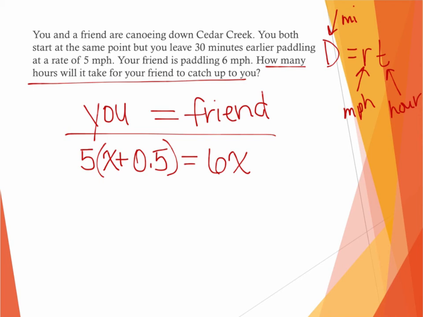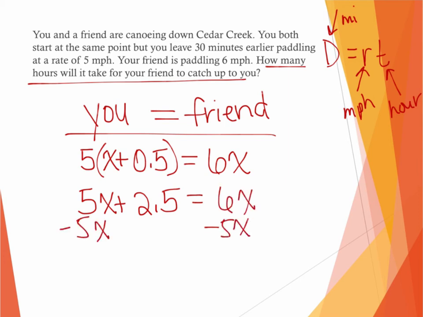I can now solve this equation. 5x plus 2.5 is equal to 6x. So 2.5 is equal to x. So it takes my friend 2.5 hours to catch up.